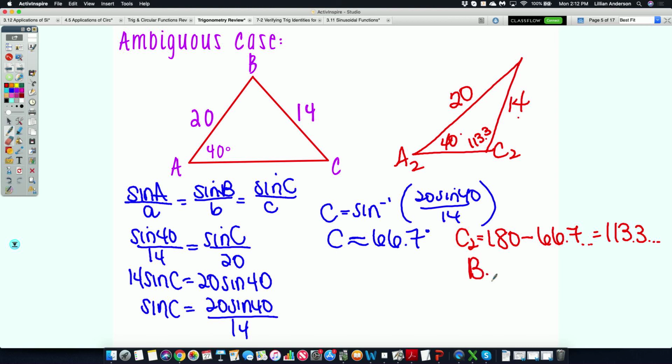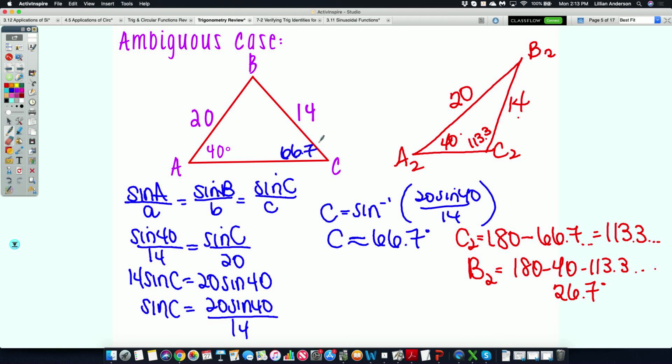So then what's angle B in triangle 2? 27, if you're not doing the round up. Well, I still need 3 significant figures, so 26.7. I would do 180 minus 40 minus that 113.3 number. So I would get 26.7 degrees for that second angle B.